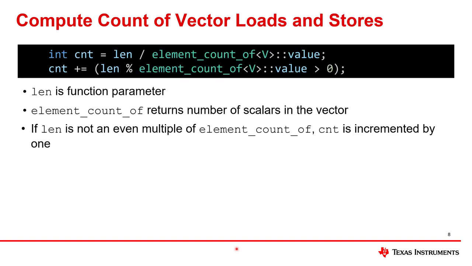The next two lines to discuss compute the count of vector loads and stores. So len is a function parameter. An element count of v returns the number of scalars in the vector v, and we use it in this type traits way to get that value. So len divided by that value is going to give you the initial count, and then count is incremented in the case where the number of s in v is not an even multiple of length. So if that's the case, then count is incremented by 1.